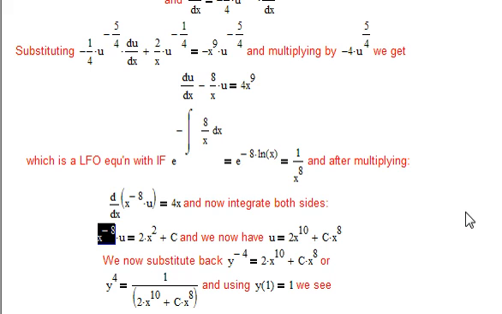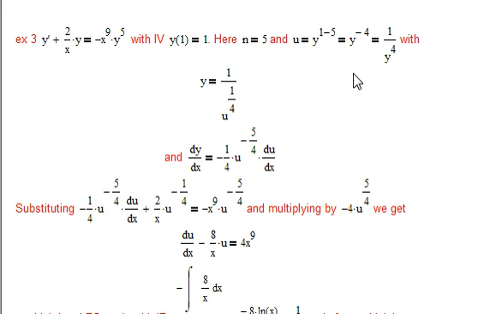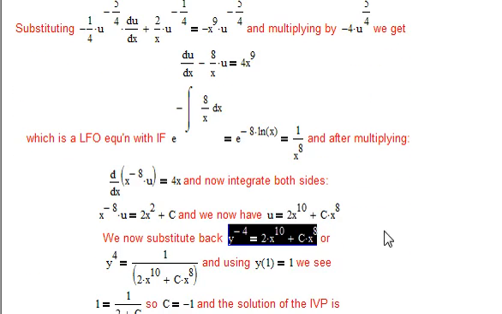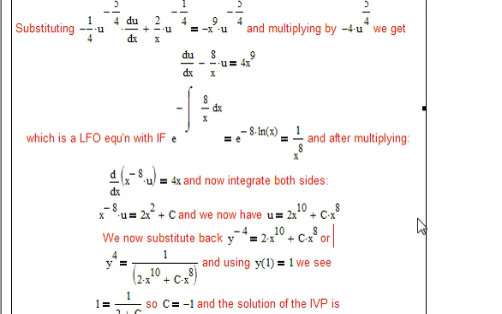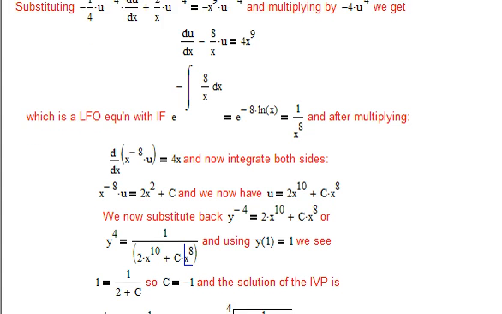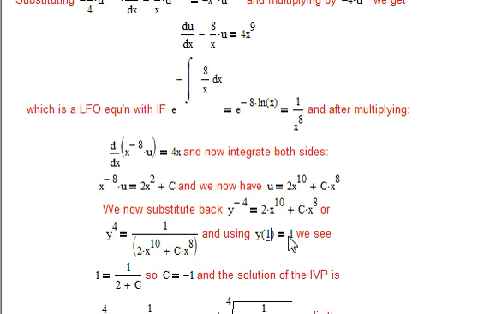So we've got our u. Unfortunately, we don't have a y. But remember, u was equal to y to the negative 4, or 1 over y to the 4th. And so we now have this as our solution. Or maybe we could write it like this: y to the 4th equals 1 divided by 2x to the 10th plus c x to the 8th. But we have an initial condition. If x equals 1 when y equals 1, then 1 to the 4th is still 1. This is 1, this is 1, so 1 equals 1 over 2 plus c. c, therefore, is negative 1.